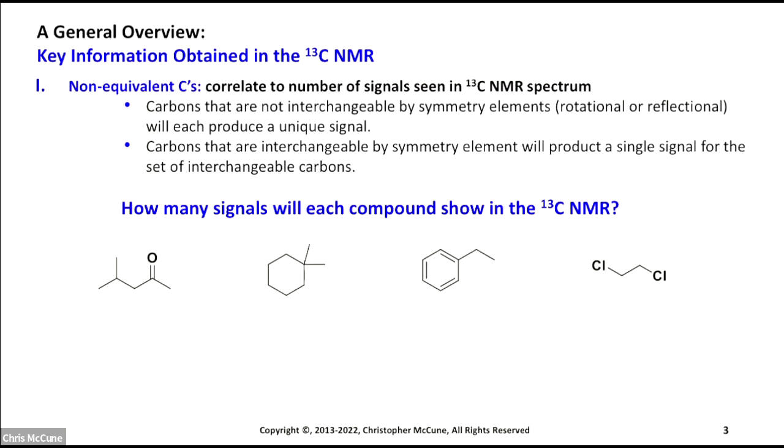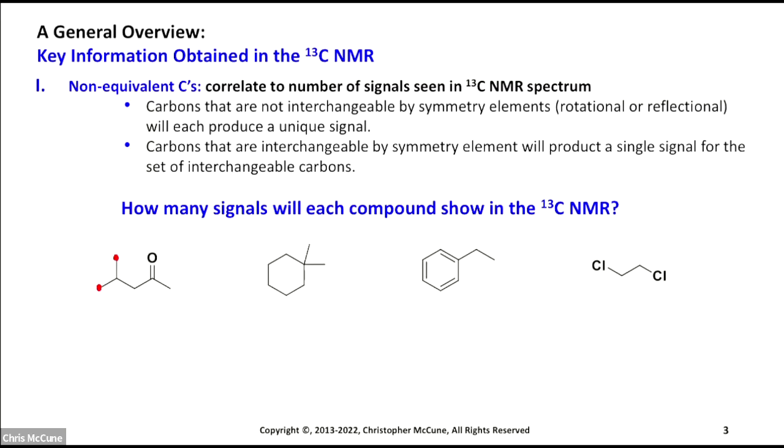Carbons that are interchangeable by symmetry elements will produce a single signal for that set of interchangeable carbons. And so I've got some structures here, and we'll use some colors to show you that these two carbons are NMR equivalent because I can rotate about a sigma bond here, and they rotate into one another. And so that would be a case where we get equivalent sets of carbons there.